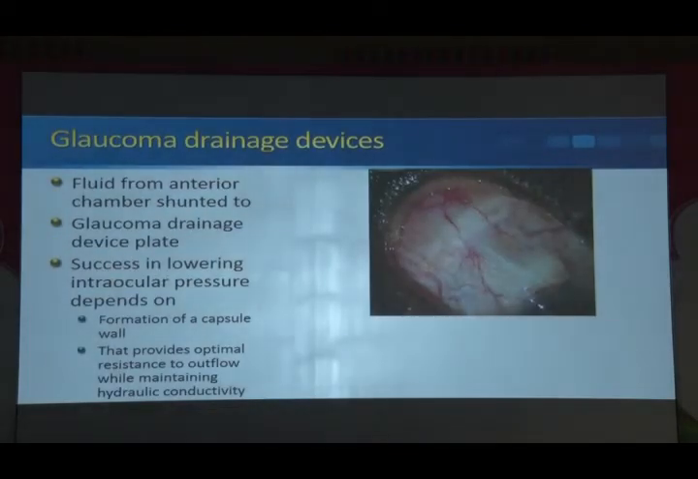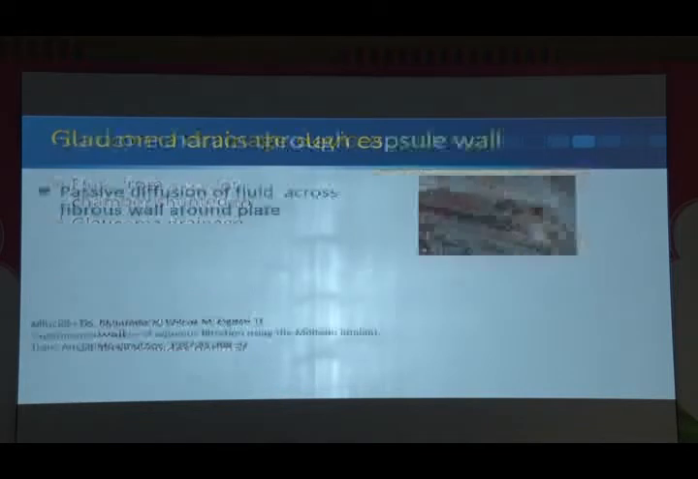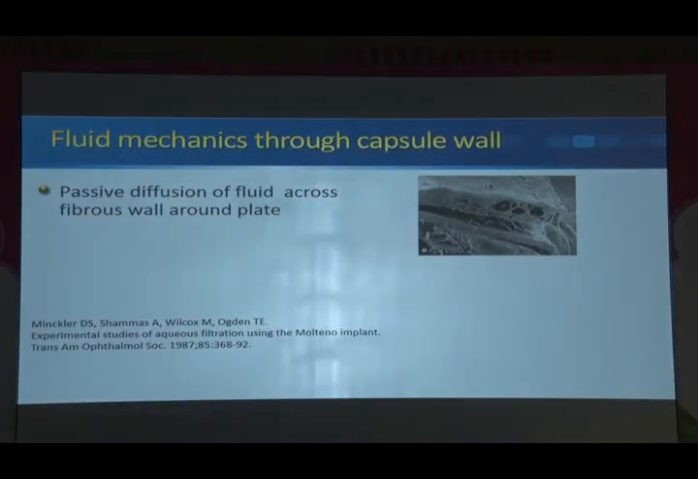So again, glaucoma drainage devices are basically designed to move fluid from the anterior chamber and shunt it to a glaucoma drainage plate. The success in lowering intraocular pressure depends upon the capsule formation that provides optimal resistance to outflow while maintaining hydraulic conductivity. So you want some healing, some scarring to take place, otherwise your pressure would be zero. Now, the fluid mechanics across the capsule wall, as Dr. Pandav nicely pointed out, depends on the porosity of the capsule, and the scanning electron micrographs shown on your right from Don Minkler's study many years ago suggest that there's passive diffusion of fluid across the fibrous wall around the plate.